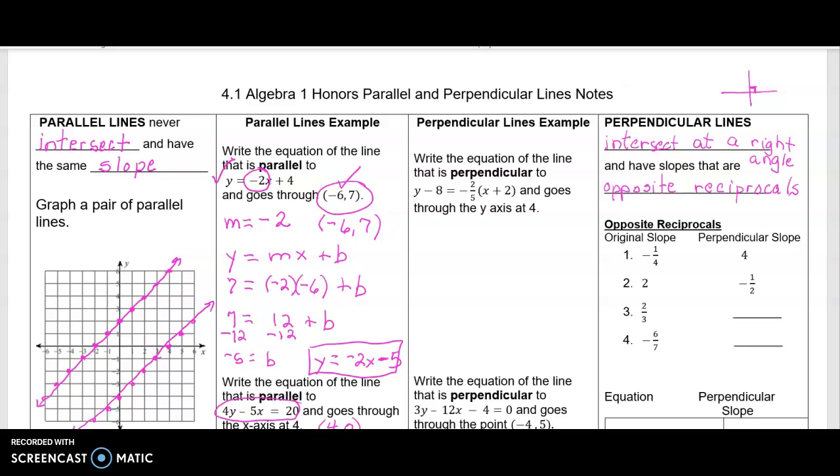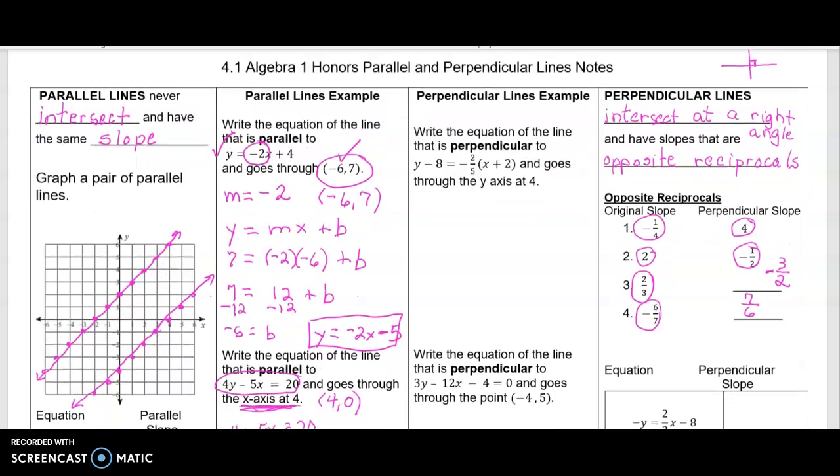So if our original slope is -1/4, our perpendicular slope would be positive 4/1. If our original slope is positive 2/1, our perpendicular slope would be -1/2. If our original slope is positive 2/3, our perpendicular slope would be -3/2. And if our original slope is -6/7, our perpendicular slope would be positive 7/6. So you see how it works.